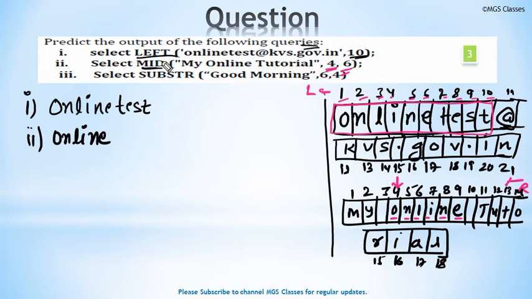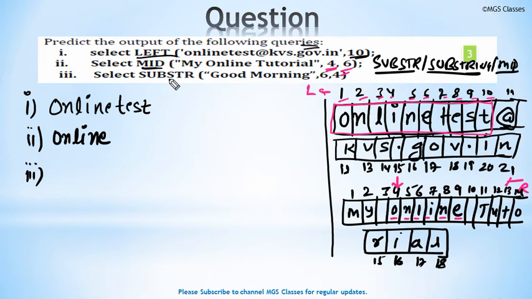Remember, ONLIN. This is the simple substring, or SUBSTR also works in the same way, and mid also works in the same way. So if you apply any one of these functions here, the output will be similar. Now let's see the third question. The third question is given like this: select SUBSTR good morning 6, 4.